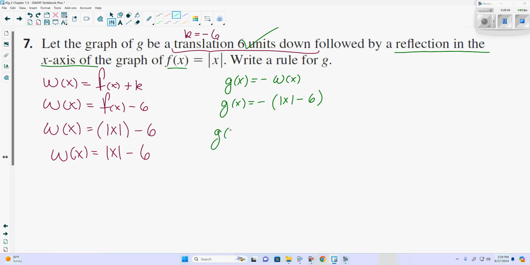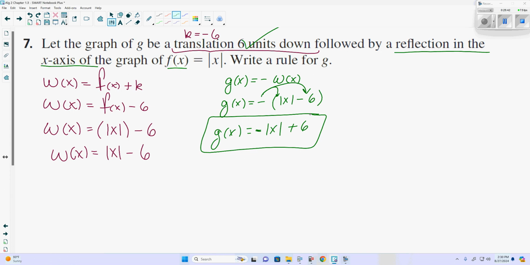And the last thing we have to do is distribute the negative. Now the negative will not go inside our absolute value, so it's just going to be negative absolute value of x. And our negative 6 would become plus 6. And that's it. Questions on this here? We feel good with these here?